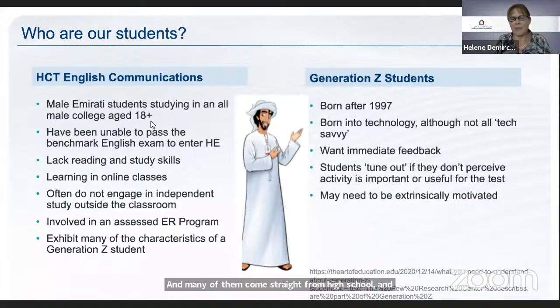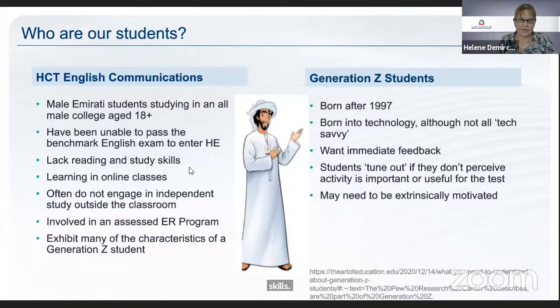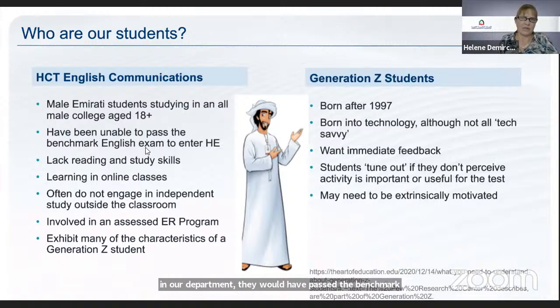You have to bear in mind that they have been studying since kindergarten, but still they haven't been able to achieve a level to get them direct entry into the bachelor program. As I've mentioned there, they've been unable to pass the benchmark English exam to enter higher education. They severely lack reading and study skills. Now, I believe if they had those skills, they wouldn't be in our department. They would have passed the benchmark English exam, which is equivalent to IELTS Band 5.